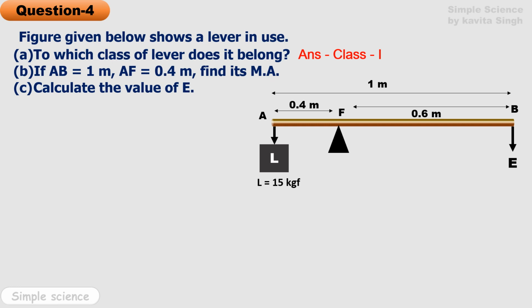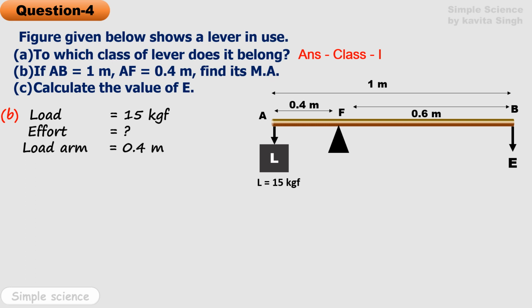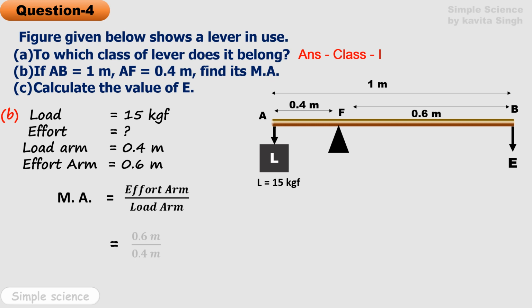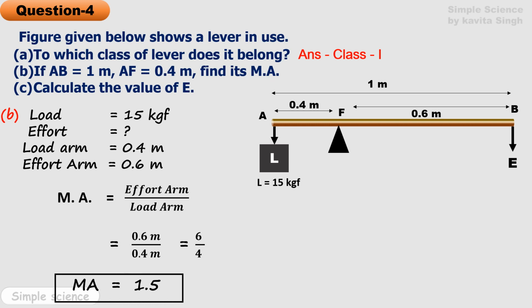Now what do you have to calculate now? Calculate the value of E. So which formula will we use? We will use the principle of lever. Load is given, 15 kgf. Effort we have to calculate. Load arm is 0.4 meter. Effort arm is 0.6 meter. So we will use the mechanical advantage. First we will calculate the mechanical advantage and then we will calculate the value of E.